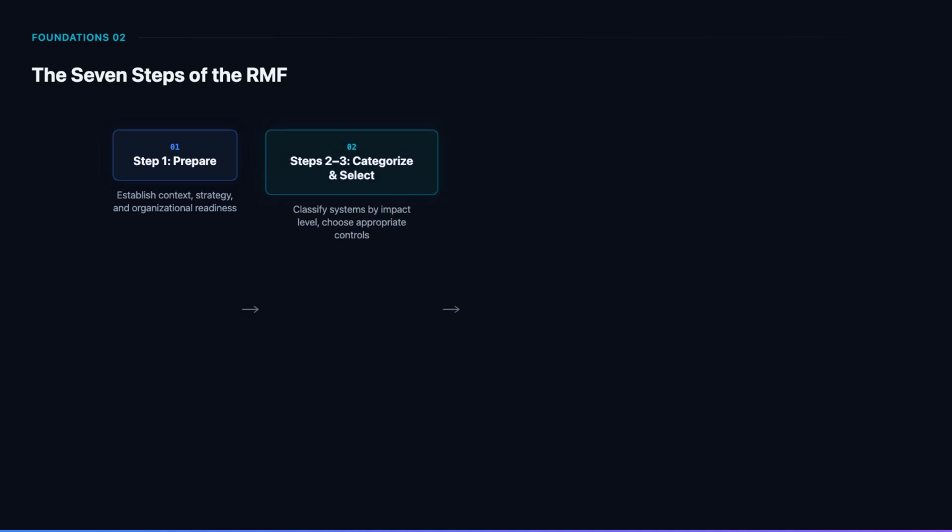Steps 2 and 3 are categorize and select. In Categorize, you describe the system, determine its security categorization based on FIPS 199 impact levels, low, moderate, or high, for confidentiality, integrity, and availability, and get that categorization approved. In Select, you choose security controls from NIST 853, tailor them to your environment, allocate them to system components, and document your implementation plan.